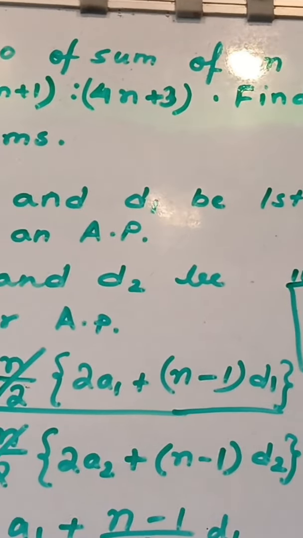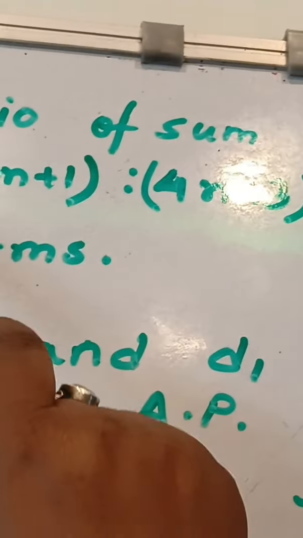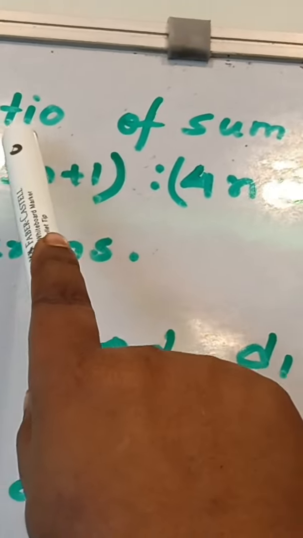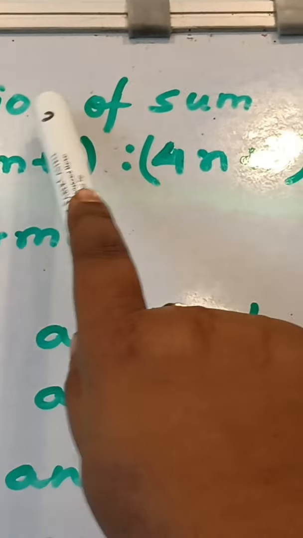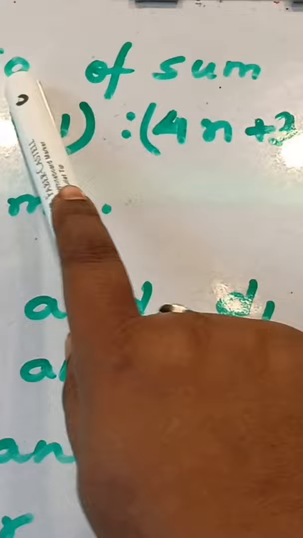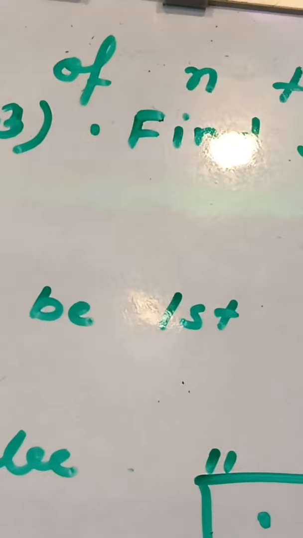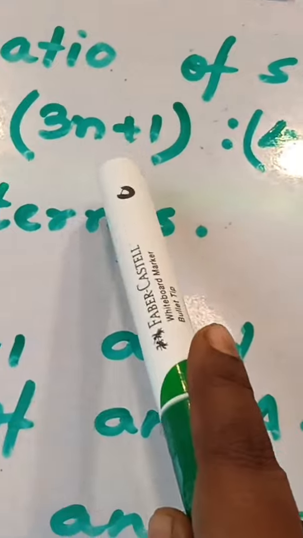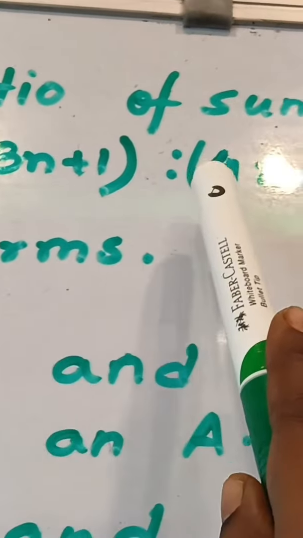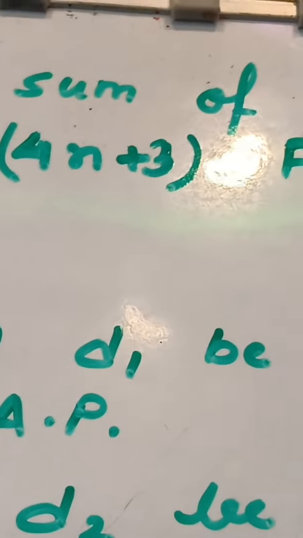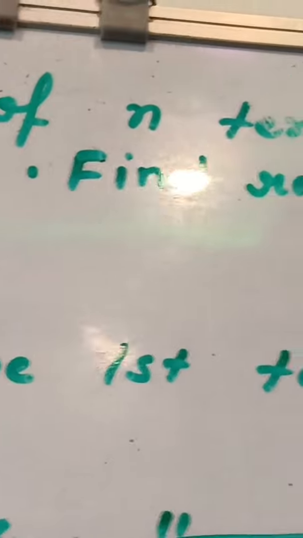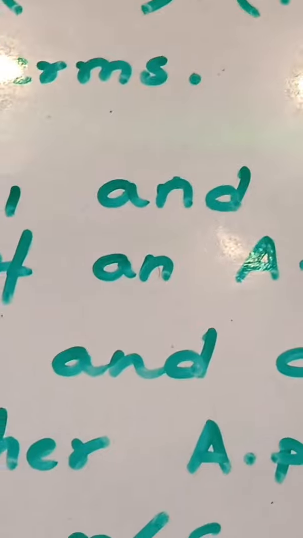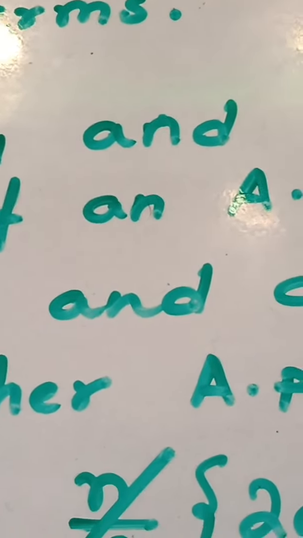Today's question is from the sequence and series chapter of class 11. The ratio of the sum of n terms of two APs is 3n plus 1 is to 4n plus 3. Find the ratio of their mth terms. Now, how have we started?